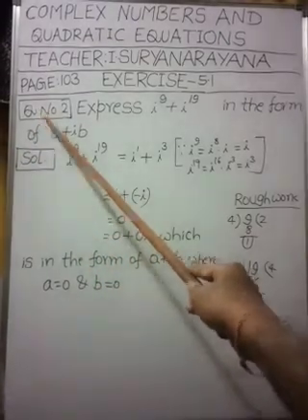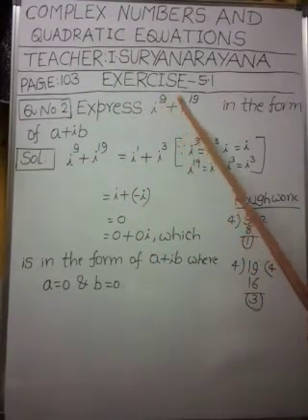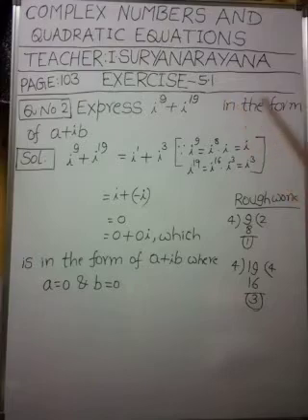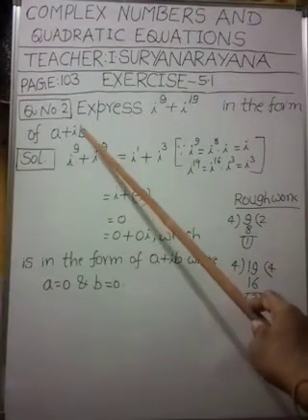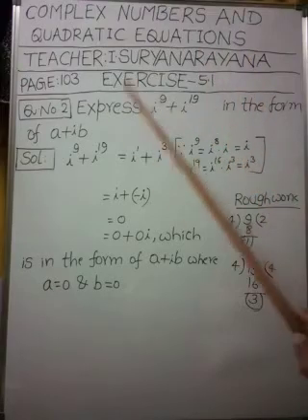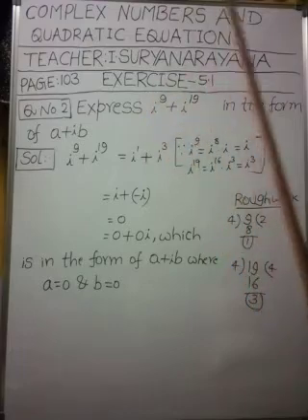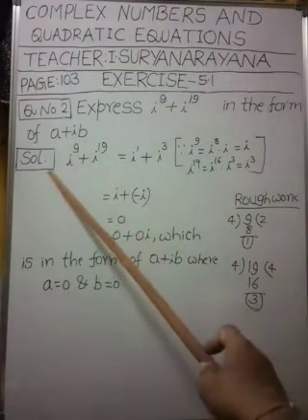Now come to the question number 2. Question number 2. Express i power 9 plus i power 19 in the form of a plus ib. Here also an expression is given. We have to write it in the form of a plus ib. Understood this question, my dear children? Right. Come to the solution part.